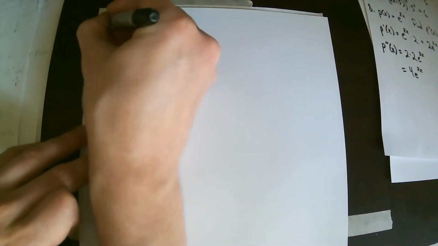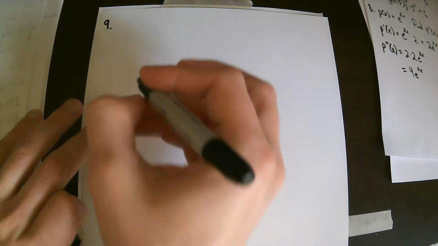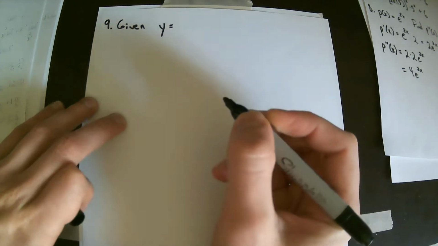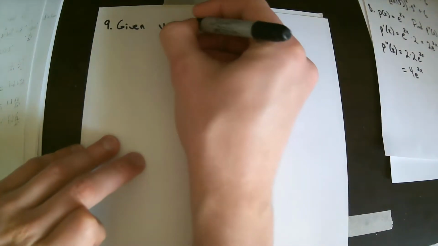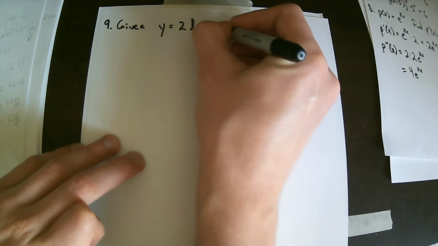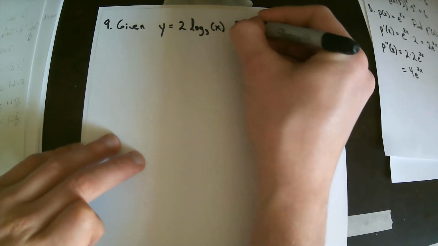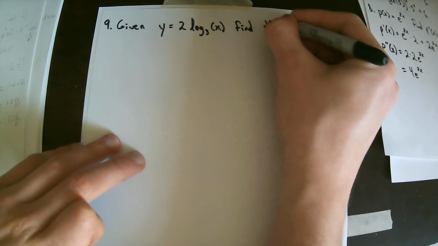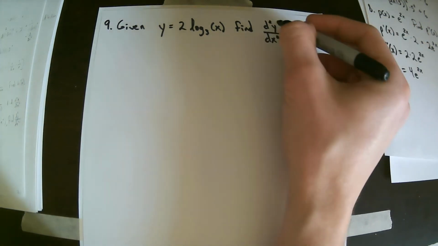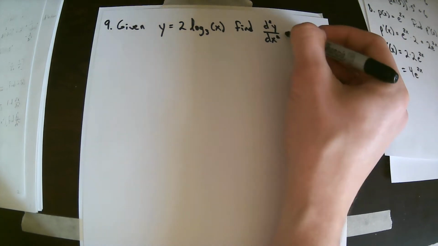Alright, let's do some log functions now. Let's use a different notation here. Let's say we don't have a function, but we just have an equation. y equals 2 times log base 3 of x. Find the second derivative of y with respect to x.